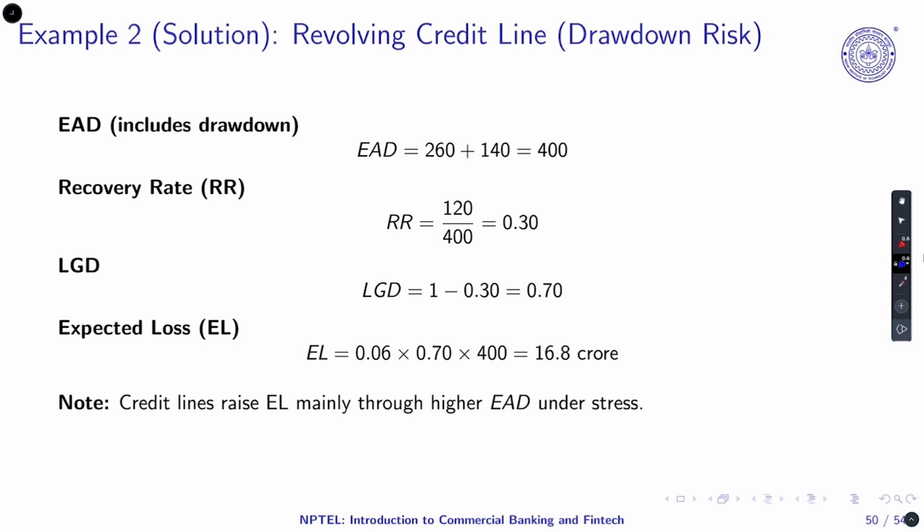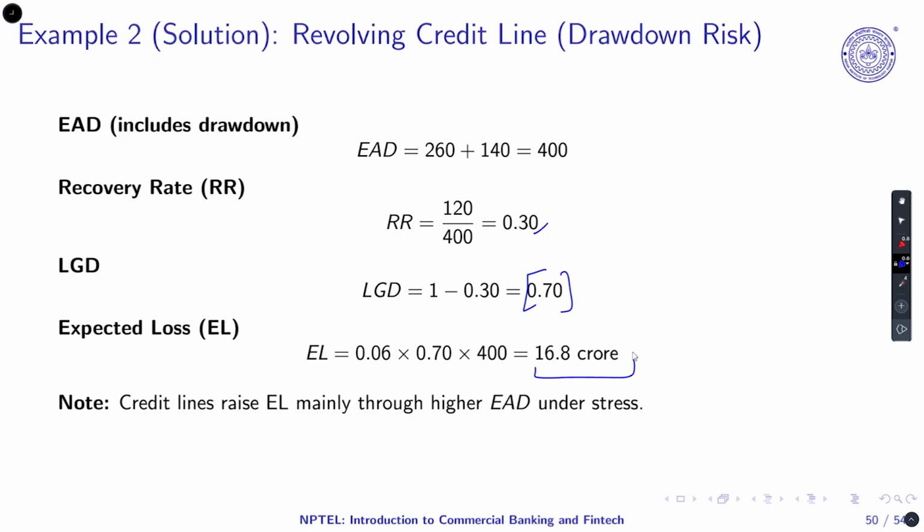So exposure at default here is about 260 plus 140, so here it is coming out to be 400. Second is the recovery rate, which is coming out to be 120 upon 400, so 0.30. So loss given default is how much? It is coming out to be 0.70, so this is what we imply. So expected loss is going to be how much? Expected loss is going to be 0.06 into 0.70 into 400, so it is going to be 16.8 crore, so this is what we get.